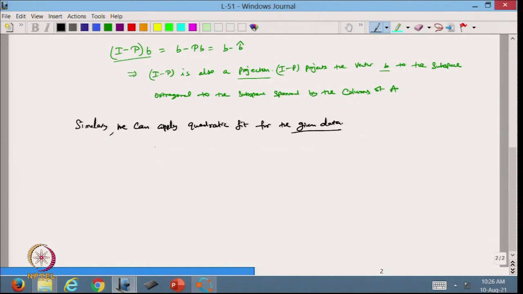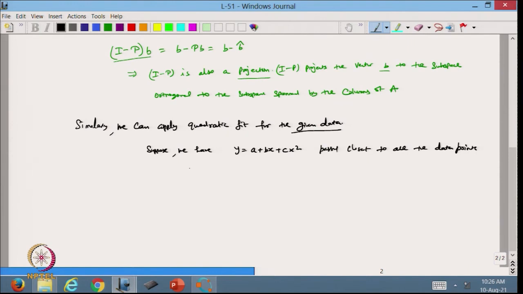In this case, I will assume that we have y is equal to a plus b x plus c x square, and the data points are this one. So, I take this quadratic equation and assume that it is passing closest to all the data points.